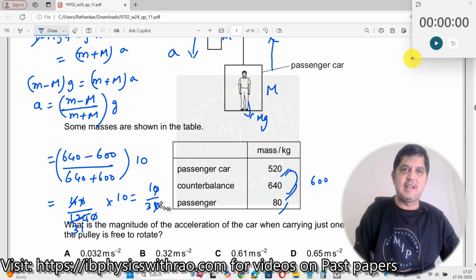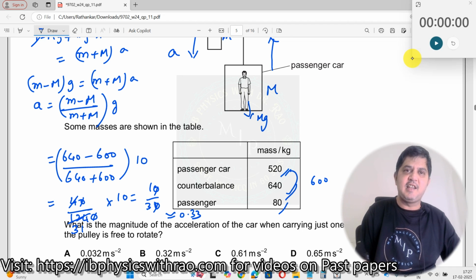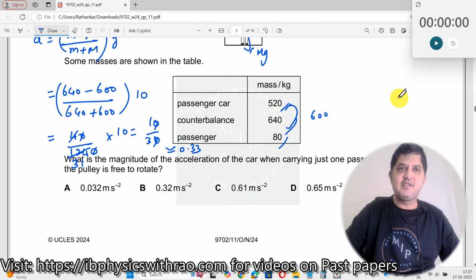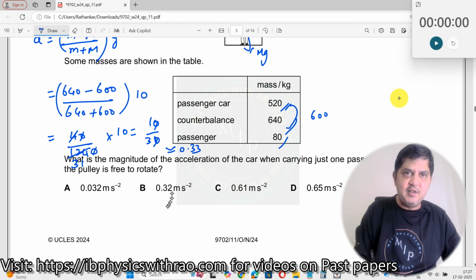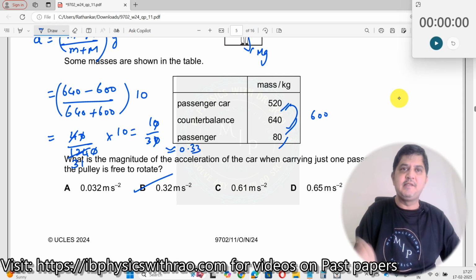Though we have crossed beyond this also. Okay, I think I'll start the timer. So it should be 1 by 3. 1 by 3 is closer to 0.33. Okay, let us see which answer is closer to it. 0.33 I don't have. I have 0.32. You have 0.032. You have B is the right answer. Okay.